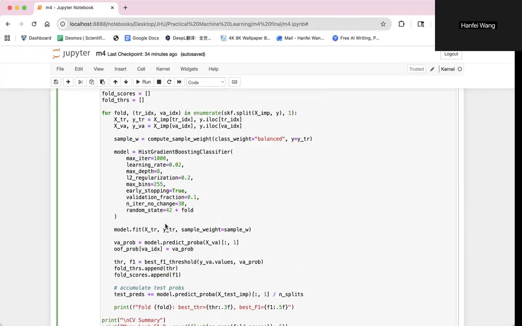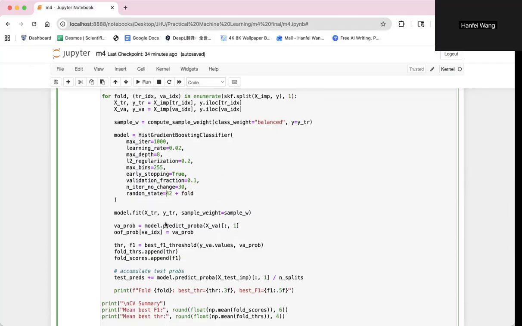overfitting. Third, I handled the class imbalance using balanced sample weights. This makes the model pay more attention to the minority class. And finally, I adjusted the classification threshold instead of using the default value. This helped improve the F1 score.